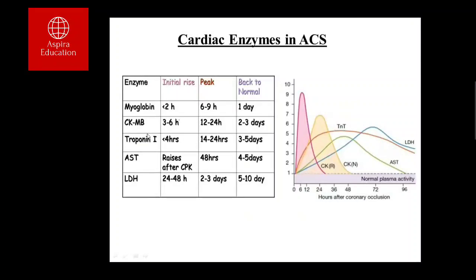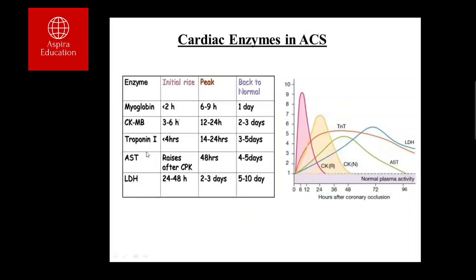Troponin I is the one which is more sensitive and more commonly used in practice. It increases only after 4 hours of myocardial infarction and comes back to normal in 3 to 5 days. AST and LDH are non-specific, and may remain elevated for 4 to 5 days or 5 to 10 days respectively. Now, the two important enzymes we commonly use in diagnosing are the CKMB and the troponin I.